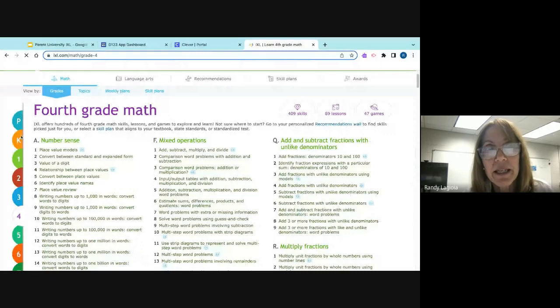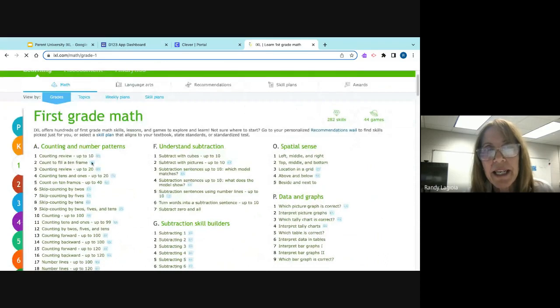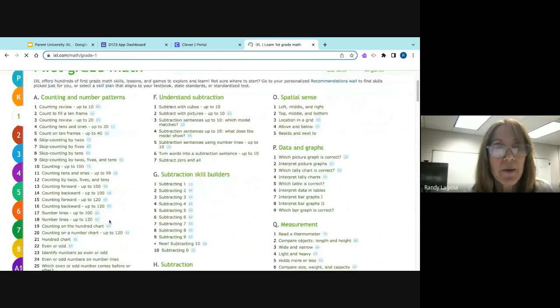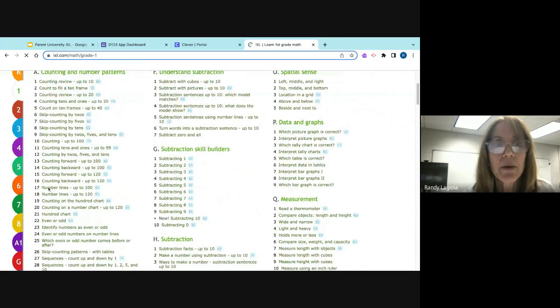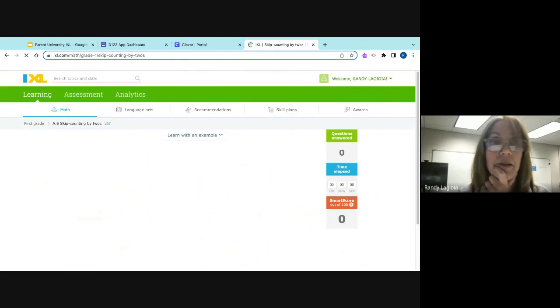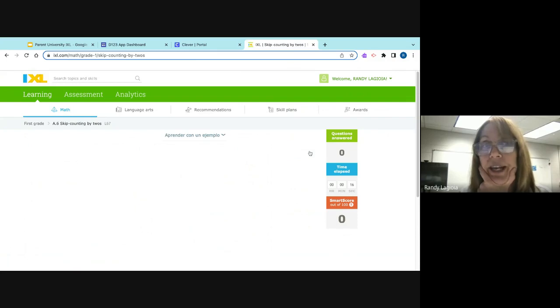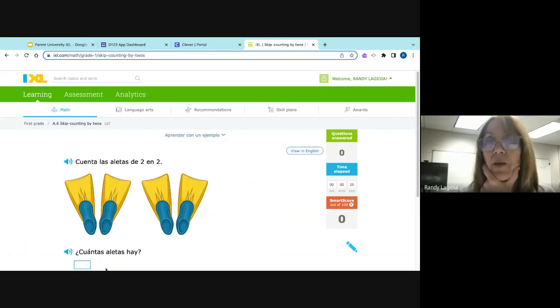To choose the grade levels, these are all along the side. So right now I'm in fourth grade. We go to first grade. You'll notice that there's ES next to many of the major skills of the grade level, and that means there's a Spanish option. So I'm just going to open one of these. In K-2, their skills, the directions are read out loud. Students have the opportunity to read as well as click on the option to read out loud. So they can click on this microphone. You can also choose to have it read in Spanish and the questions answered in Spanish as well.